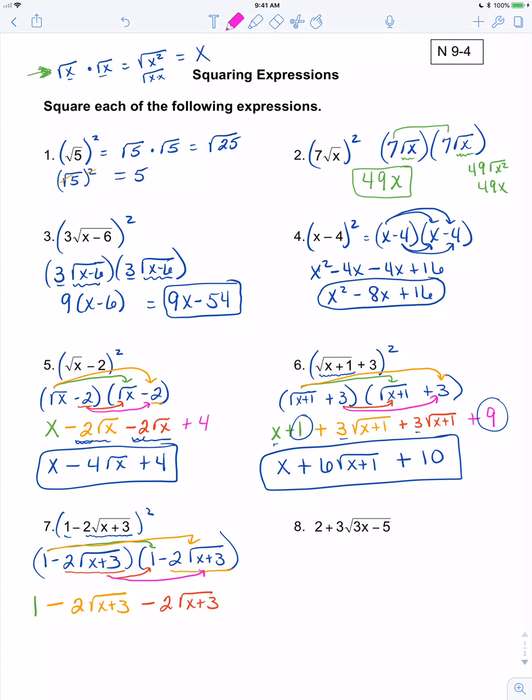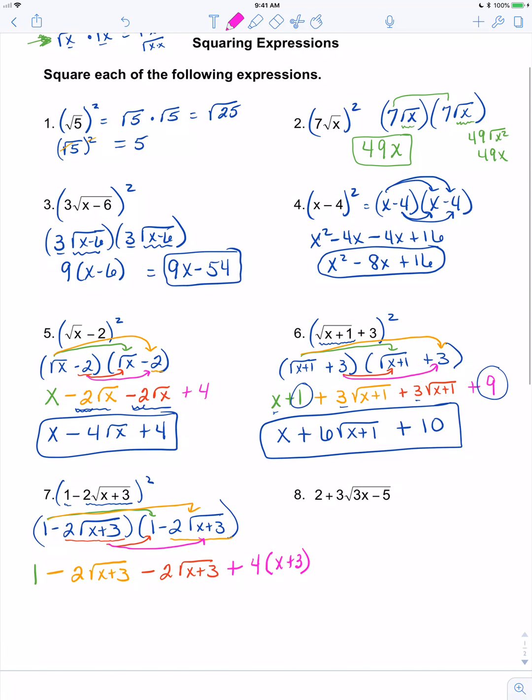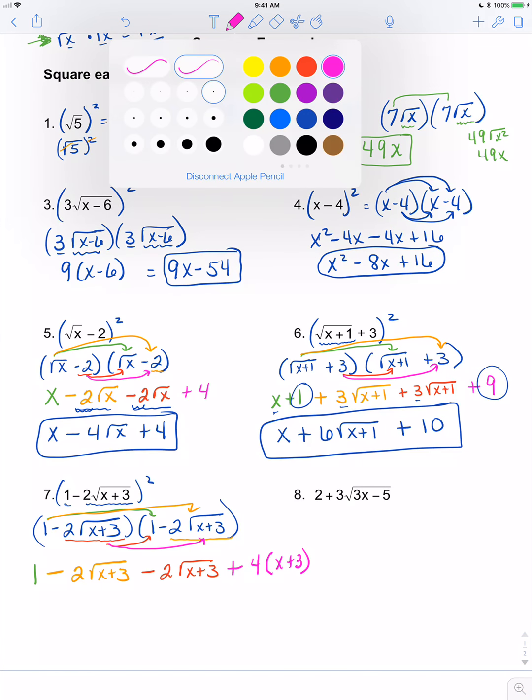Negative 2 square root of x plus 3 times negative 2 square roots of x plus 3. Well, let's take it one step at a time. A negative times a negative gives us a positive. The 2 times 2 is 4. And then the square root of x plus 3 times the square root of x plus 3, remember, is just going to be x plus 3 outside the radical sign. But it does have that 4 in front of it, so we do need to distribute that.